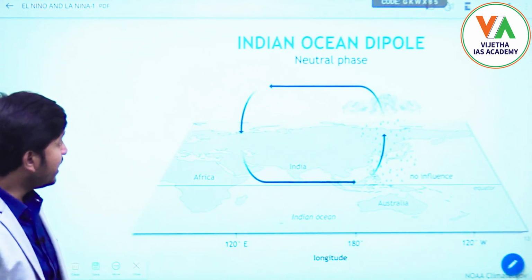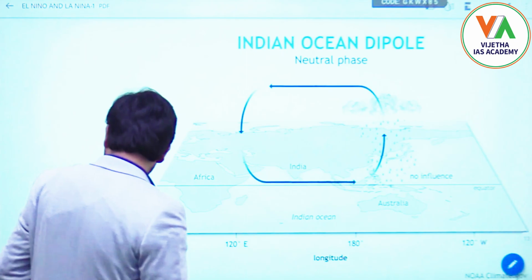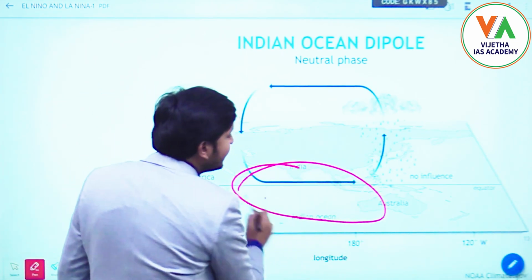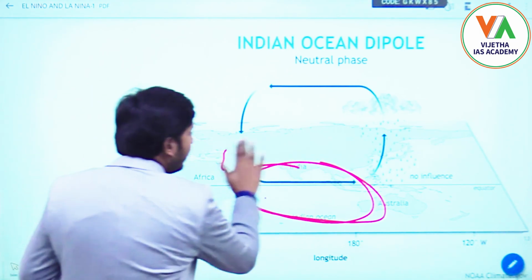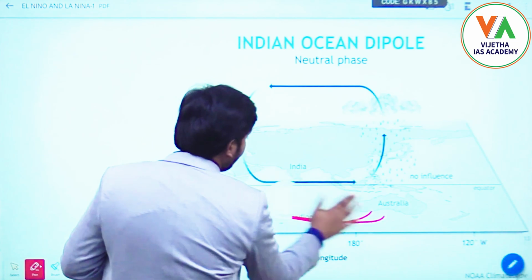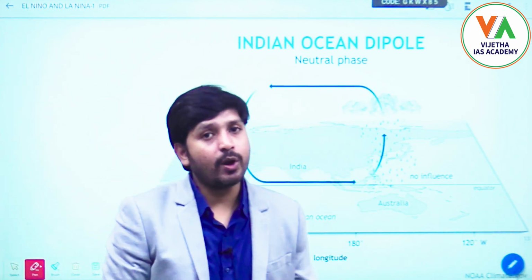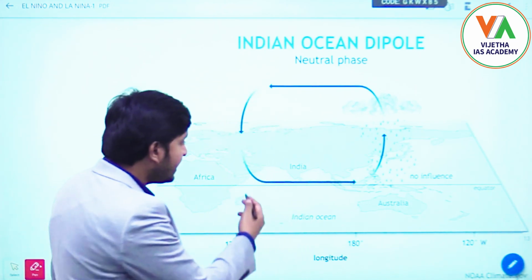For example, in this Indian Ocean Dipole, we will especially see the Indian Ocean phenomena, what phenomena are occurring in the Indian Ocean. If you see here, because of some unknown reasons, there is this entire Indian Ocean.